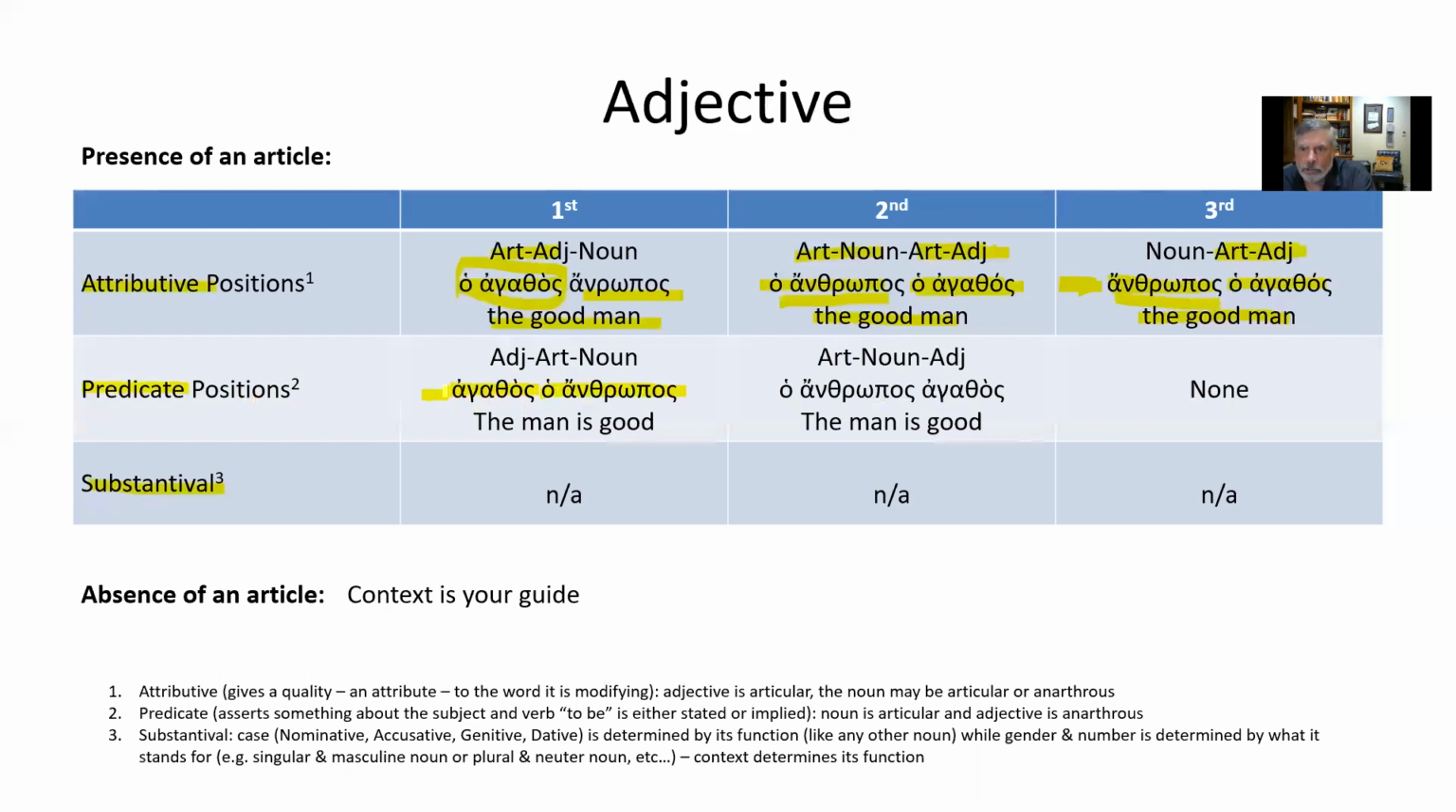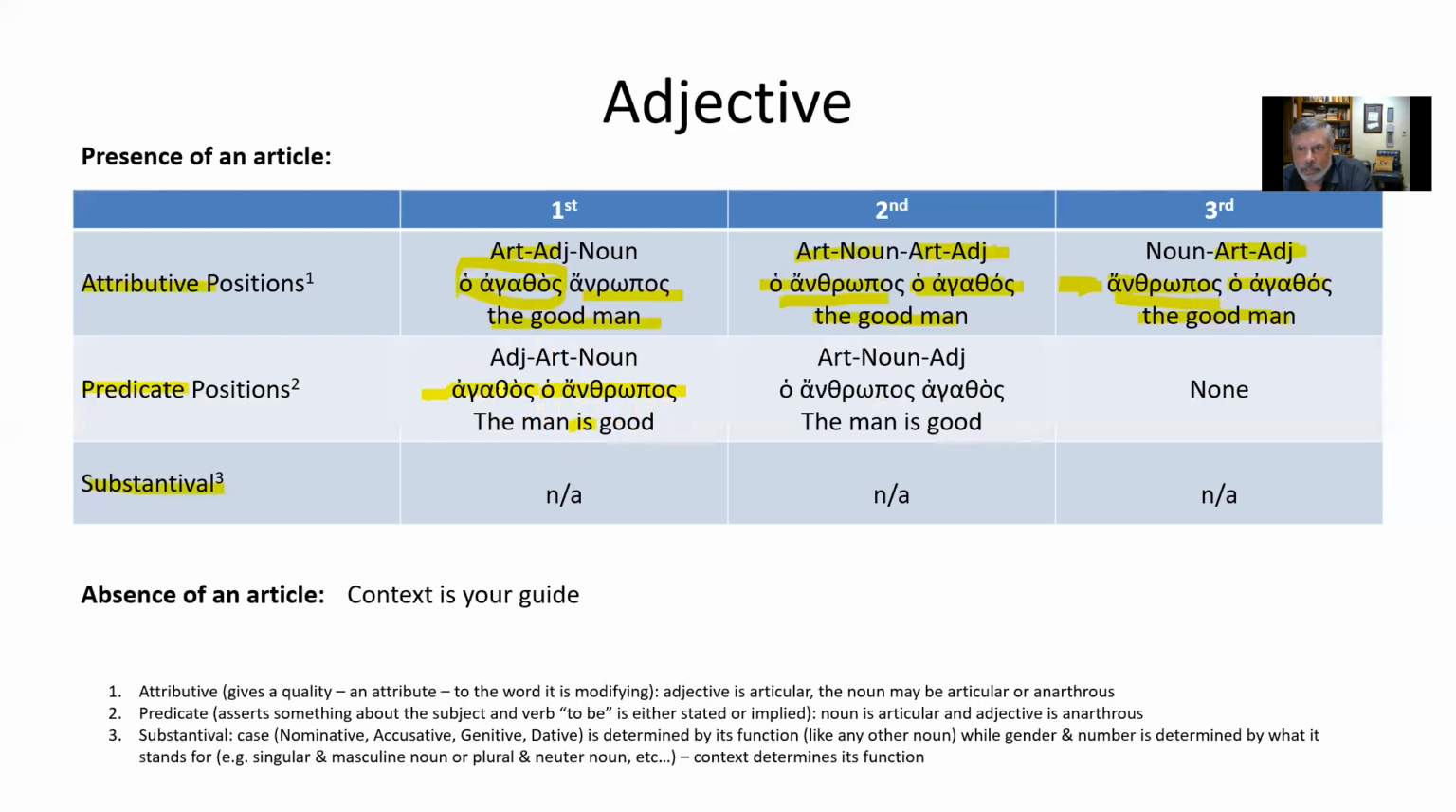So that can be a little confusing. Just focus on where the article is. If it's with the adjective, it's going to be in the attributive or substantival position. If it's not with the adjective, it's probably going to be in a predicate position if there is an article associated with the noun. Agathos ho anthropos is the man is good. That's not the same as the good man, is it? The man is good. Well, I know that even though the word is isn't here. It's not present.